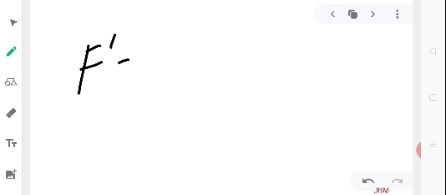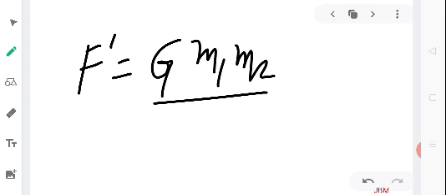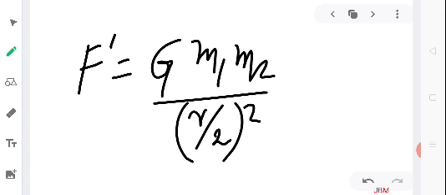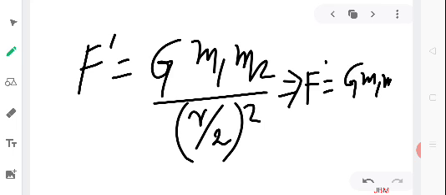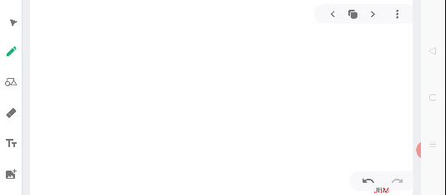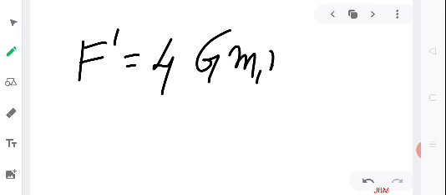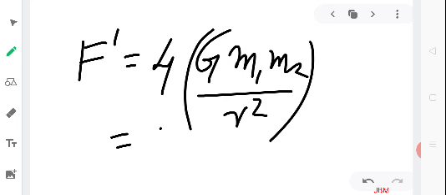So the new force, remember, distance has become half. So I will write down r by 2 whole square, isn't it? So how to write it down? F dash will be equal to G m1 m2 by r square by 4. Now that 4 can be taken to the numerator. So now we can write F dash equal to 4 times G m1 m2 by r square, and again this bracketed term is equal to F.